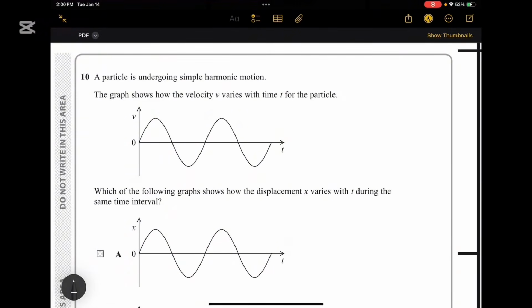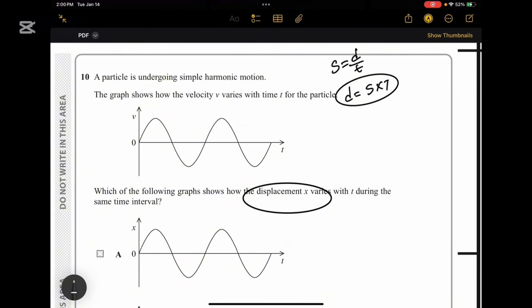So basically what they have said right here is a particle is undergoing simple harmonic motion. Okay, very good. They have given us the VT graph of the simple harmonic motion, and they have asked to write the displacement time graph. We know speed is equals to distance divided by time taken, and distance is equals to speed into time.